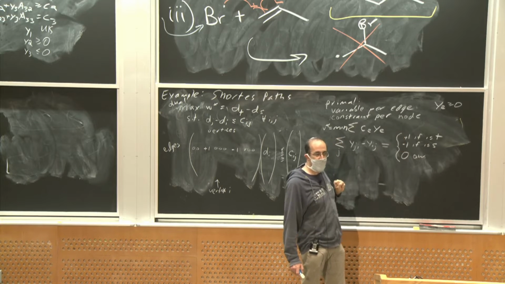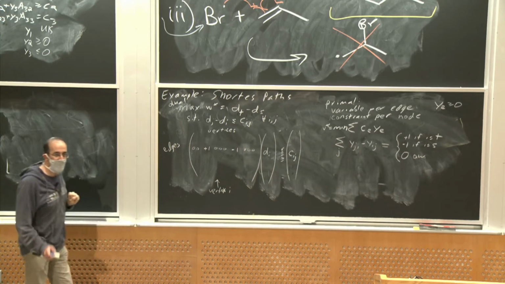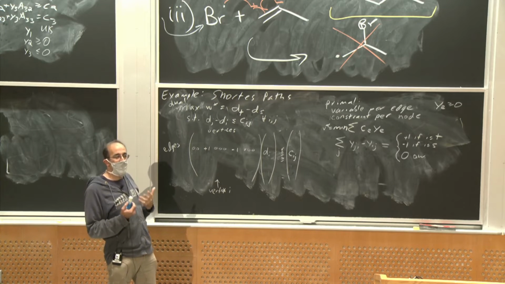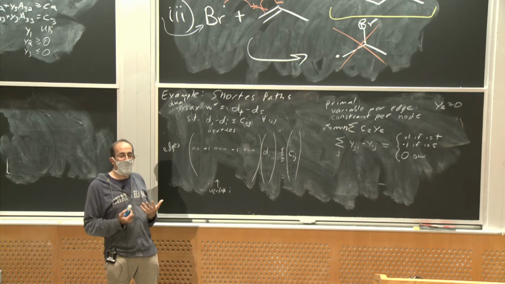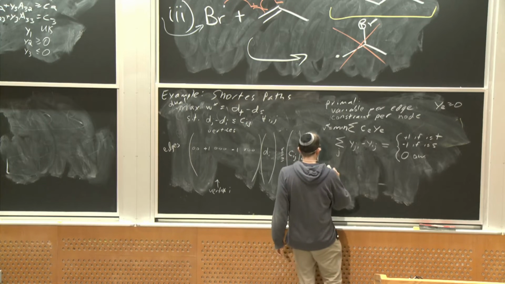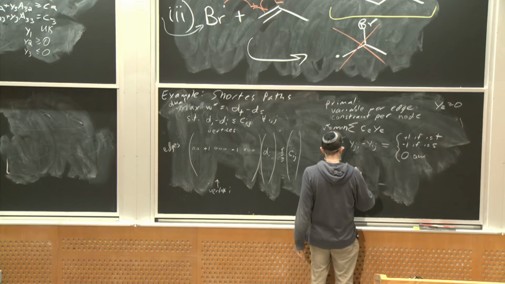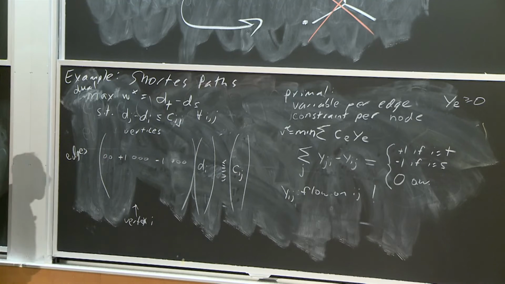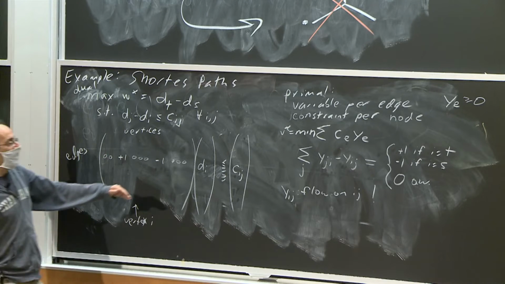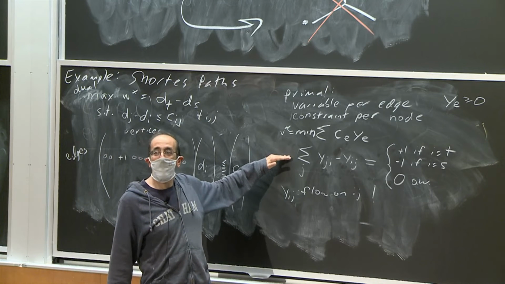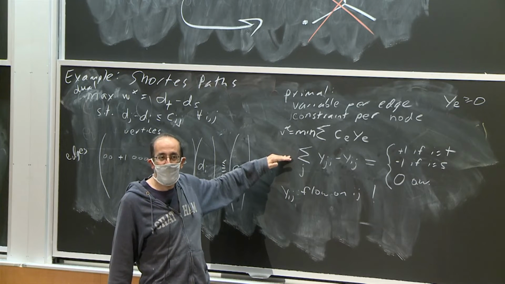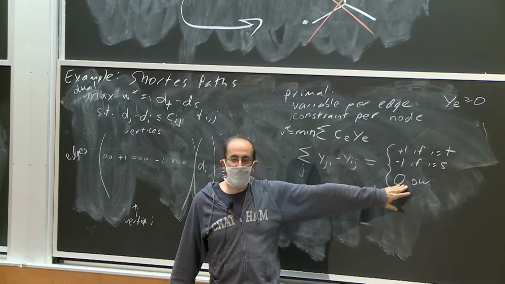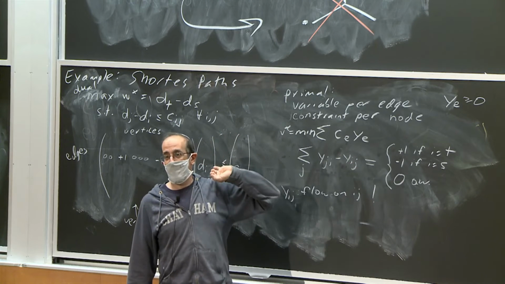What kind of problem formulation is that? Yes? It's a flow, right? We can think of the Yij as the value of the flow on edge Ij. Okay. And so what are these constraints? They're the balance constraints, right? The net flow arriving at a vertex has to be 0, unless the vertex is S or T.